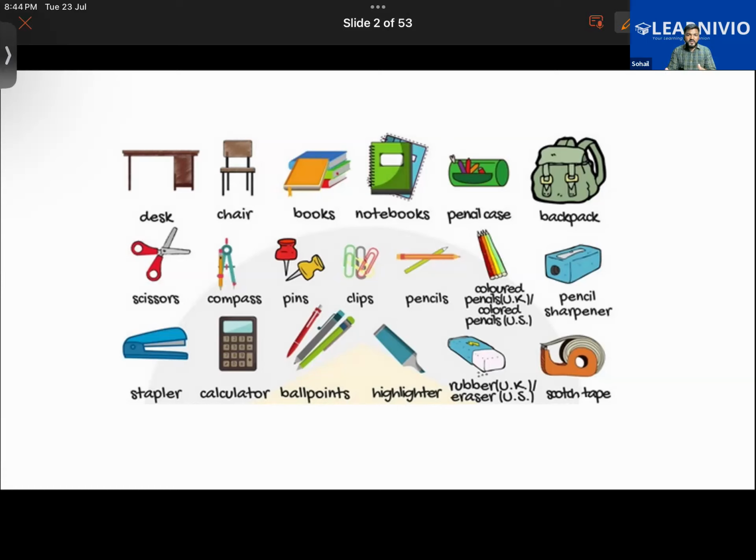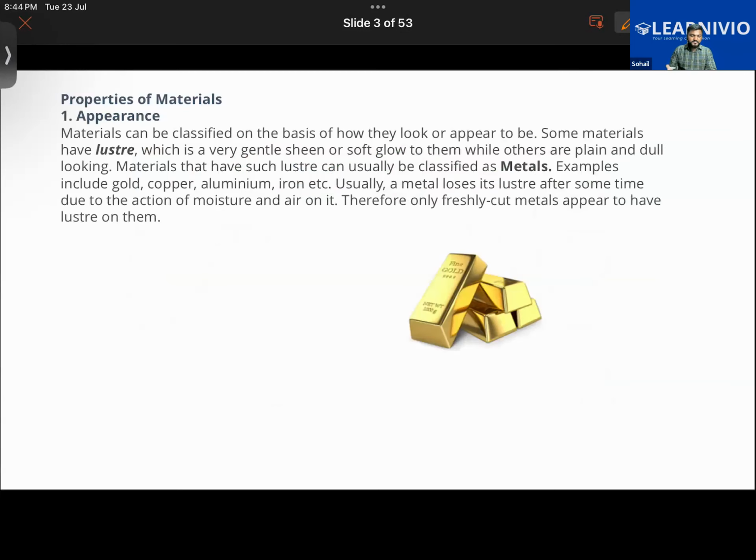And all these objects have got different properties and different uses. Like the notebook is different from a desk, because both of them are made from different materials, right? Or like this rubber is different from this backpack or this pencil sharpener because they have been made from different materials, right? That is the first thing.